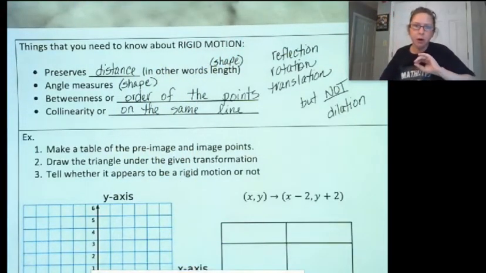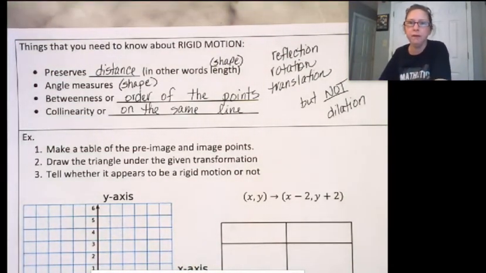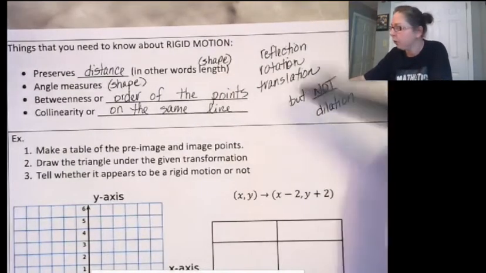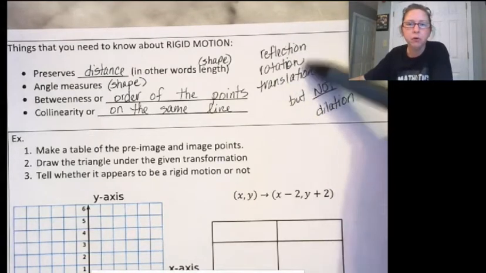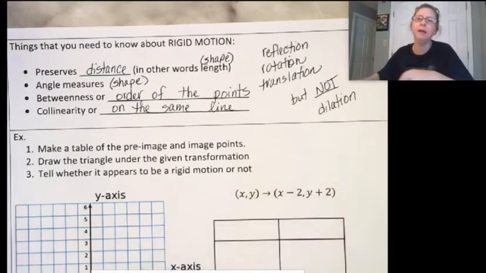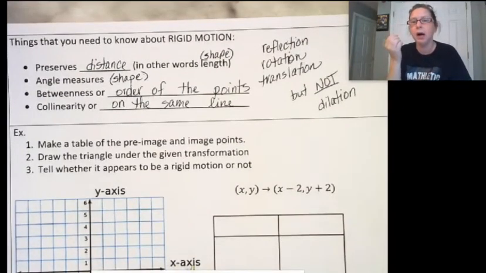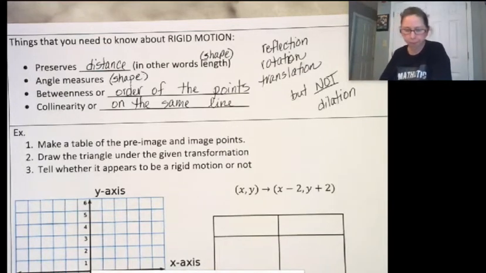So we haven't learned about all the different types of transformations yet, but we will. We will have reflections, rotations, and translations. All of those will help me keep my rigid motion. But a dilation, if you ever go to the eye doctor and they dilate your eye, it makes your pupil bigger. So a dilation can change the size of something and make it bigger or smaller. So that would not be a rigid motion transformation, okay?